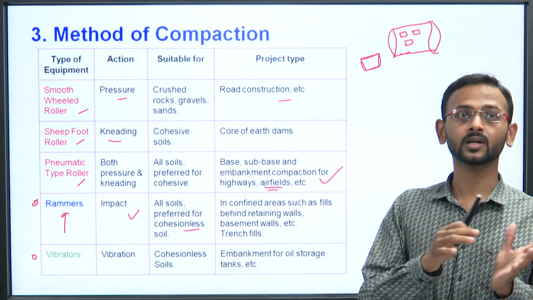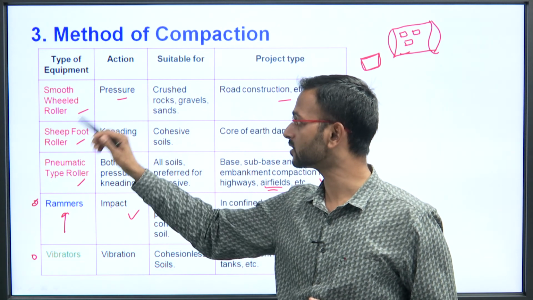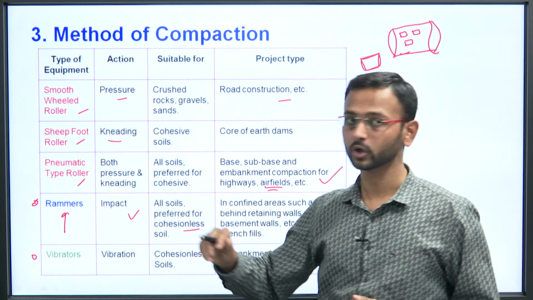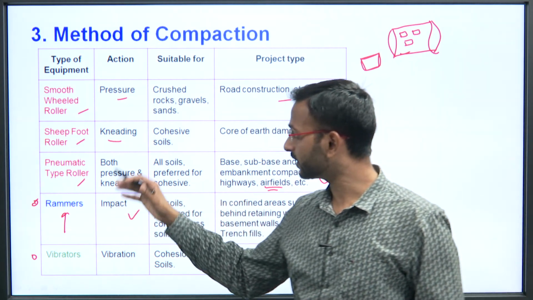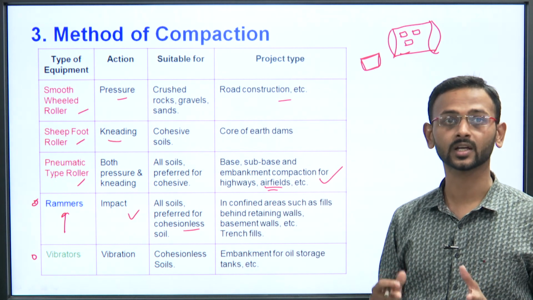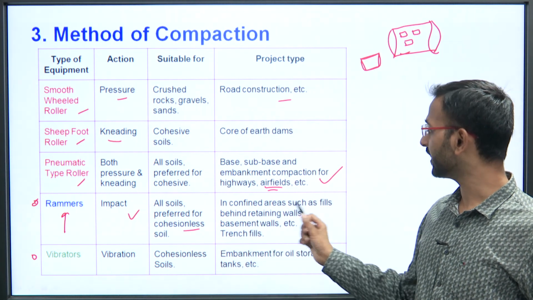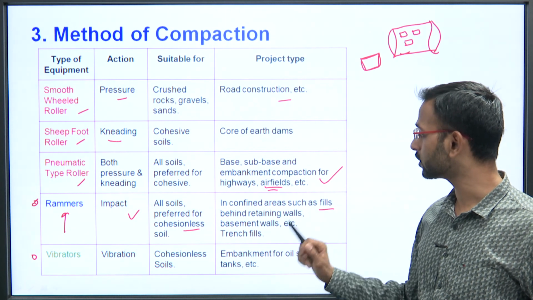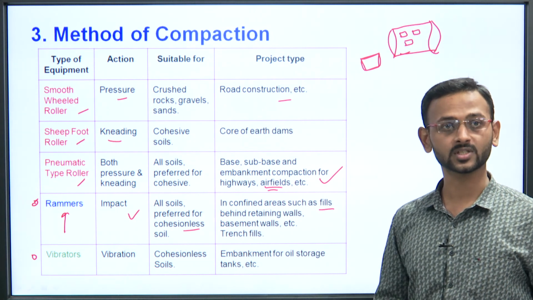The smooth wheel roller, sheep foot roller and pneumatic type roller are driven by some person, but where there is not so much space, in confined areas, the rammers can be used. In confined areas such as fills behind retaining walls or basement walls, or trench fills. So, in these places rammers are used.